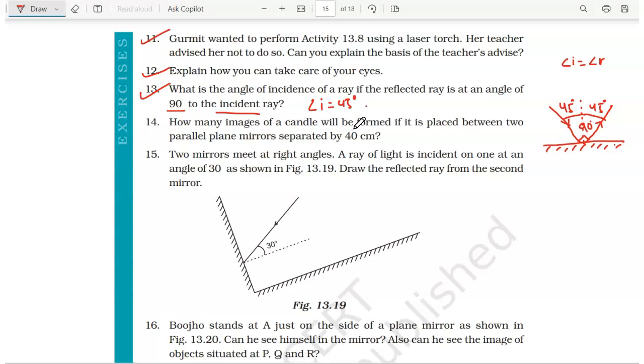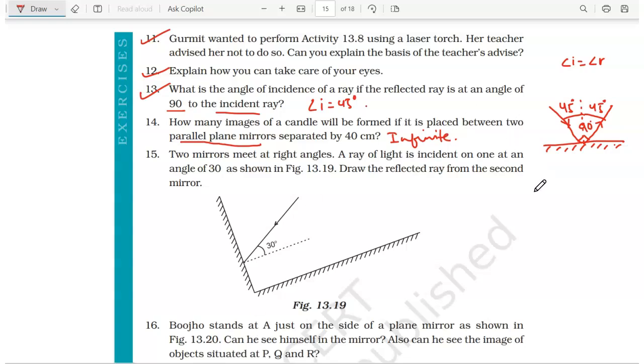Question number 14. How many images of a candle will be formed if it is placed between two plane mirrors separated by 40 centimeter? All right. So how will you find this? Just see how they are placed. They are placed parallel. So whatever the distance they are separated, if they are parallel to each other, that means the number of images will be infinite. So infinite or infinity.